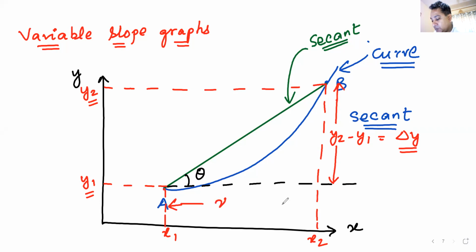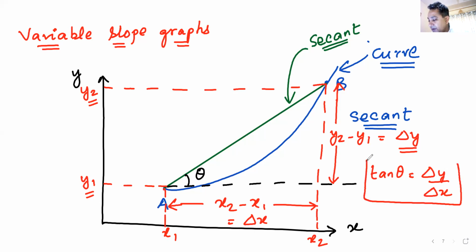This one is x2 minus x1. I hope everyone is following me. I can write it as delta x. Yes or no? So my tan theta becomes, yes, Chaturya, delta y by delta x. We all agree on this? My tan theta becomes delta y by delta x, which is the slope of this straight line.